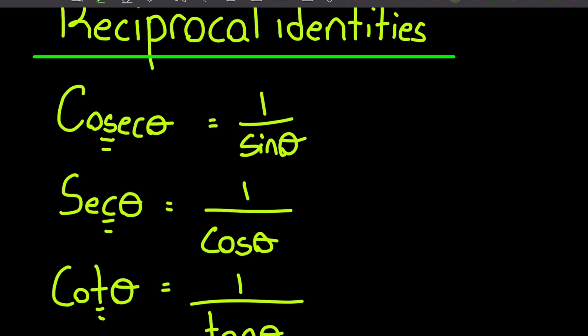So cosec is equal to 1 over sine, sec is equal to 1 over cos, and cot is equal to 1 over tan. Okay? So just keep looking at the third letter and remembering, because with these you'll be able to solve questions with a very good understanding of them.